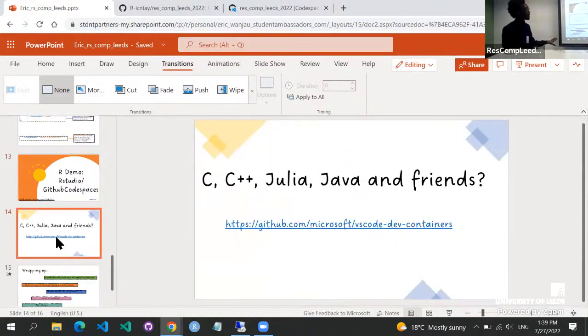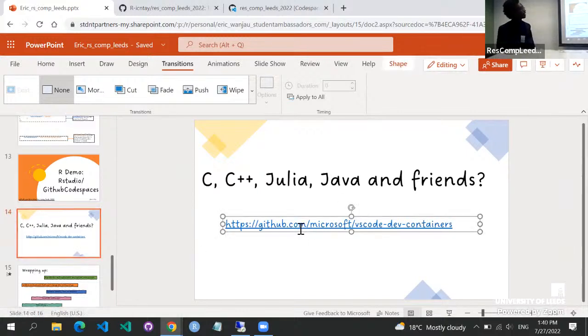But maybe you're wondering what if I want to build a dev container with C, C++, Julia, Java, or friends. As I said, there are teams out there ensuring that we have dev containers, so you don't have to know a lot of stuff. You can just come in and have some code to get you up and running, and you can find more information on how to set those up.